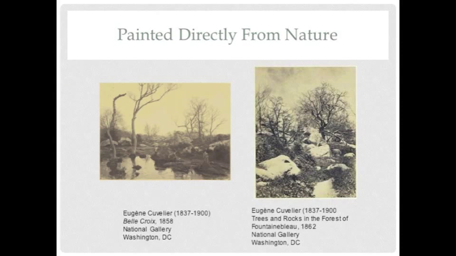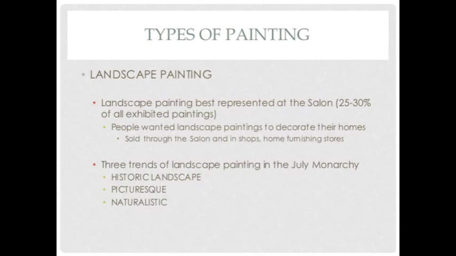The details of nature can be seen in contemporary photographs of the same subject matter. Eugene Cuvier took pictures of the Fontainebleau forest, and as you can see, they're really similar to Rousseau's painting. Landscape painting as a genre was very popular. It represented about 25 to 30% of all exhibited paintings. People wanted landscape paintings to decorate their homes, and they were sold not only at the salon but also in shops.